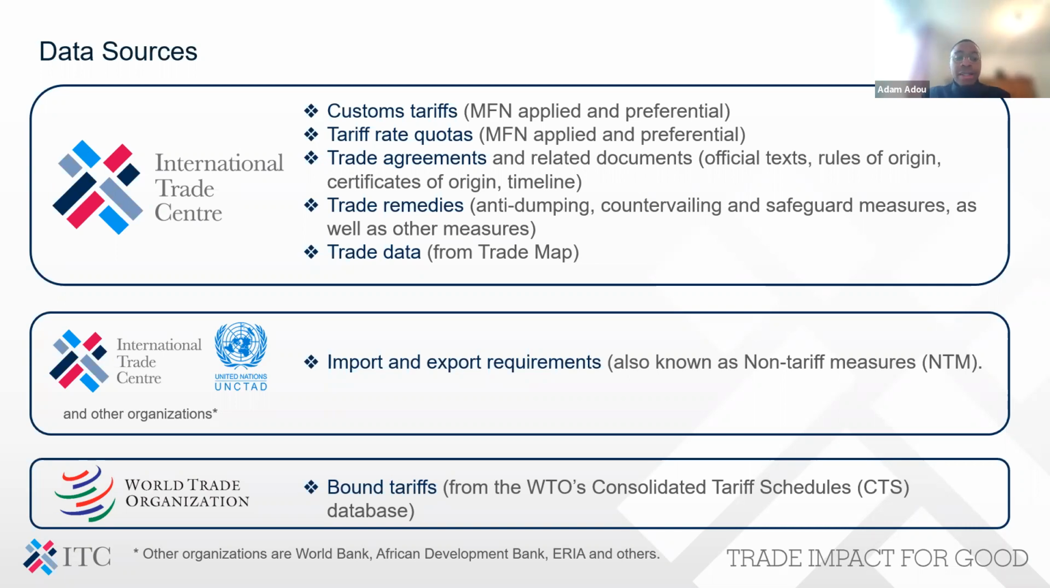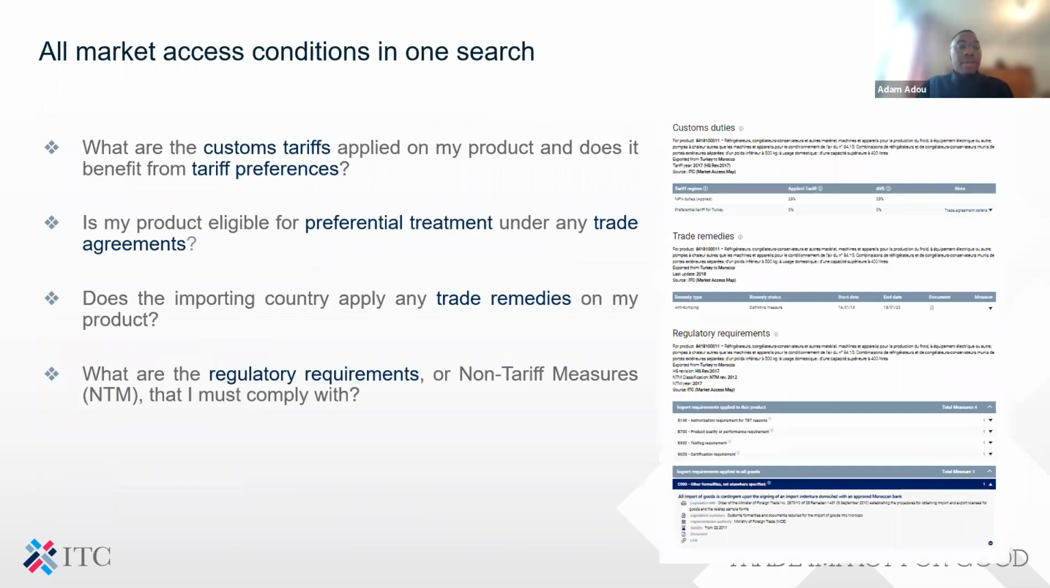Then we also have UNCTAD and WTO. UNCTAD for import and export requirements, as well as the ITC. So all those NTMs are collected by UNCTAD and ITC. And from the World Trade Organization, of course, we have the bound tariffs, which are the highest tariffs that you can pay when exporting a specific product. So all the tariffs you pay thanks to trade agreements and everything will be lower than those bound tariffs.